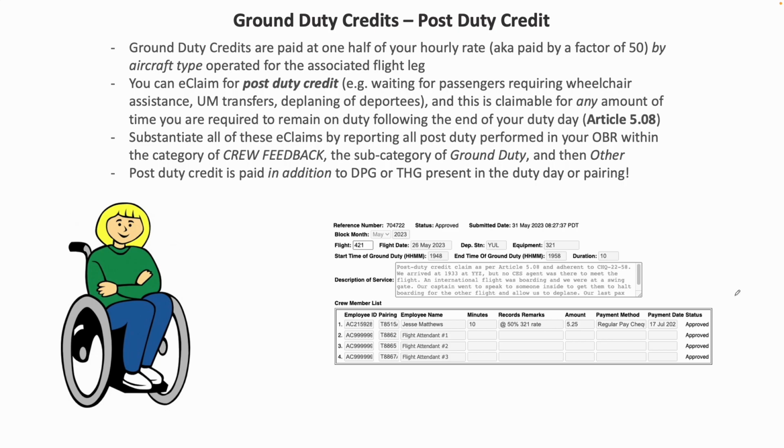As with ground service to passengers, you can substantiate these e-claims by reporting any of the post-duty you've performed in your OBR in the category of crew feedback, the ground duty subcategory, and then in this case, I would select other. Post-duty credit is paid in addition to any DPG or THG. So DPG and THG do not negate any post-duty credit claims. You will still get post-duty credit even if there's DPG or THG.